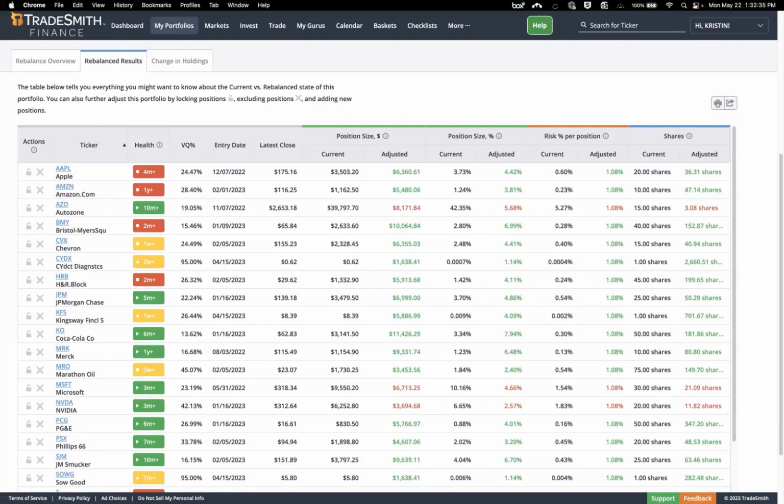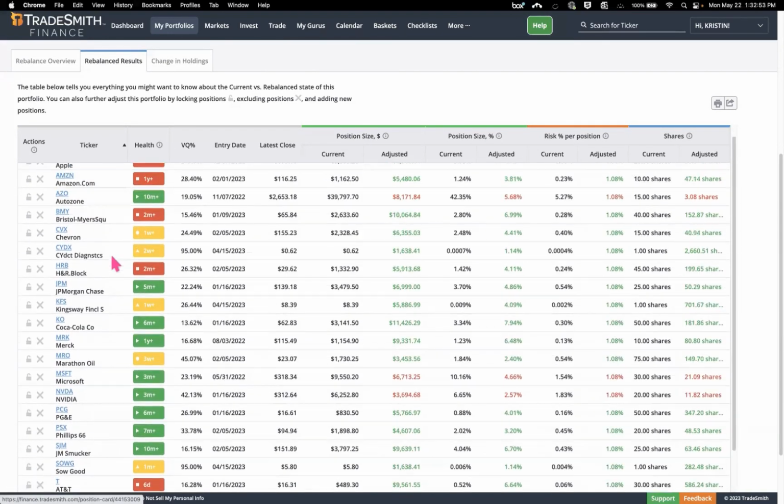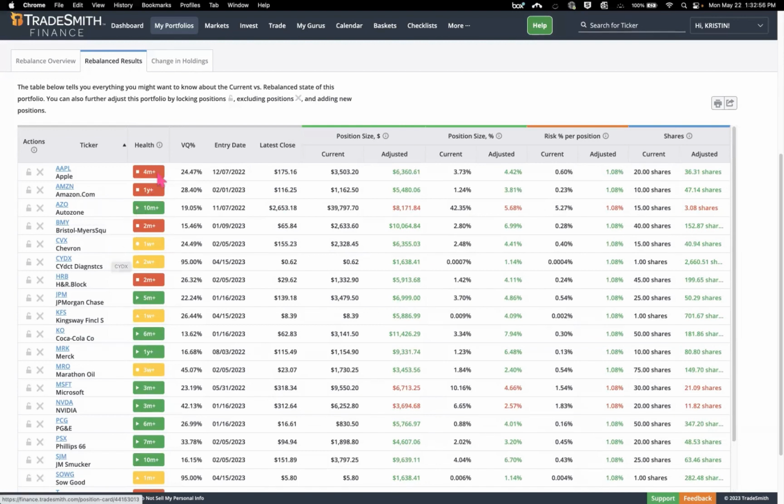The first column is the ticker column. As you can see, the Risk Rebalancer does list your tickers in alphabetical order. All of your positions in the portfolio that you chose should be here. The next one is the health. So it's going to show the current health status of each holding and how long it's been in that current state. So for example, Apple's been in the red zone for approximately 4 months or more. Amazon, surprisingly, is still in the red zone for a year or more.